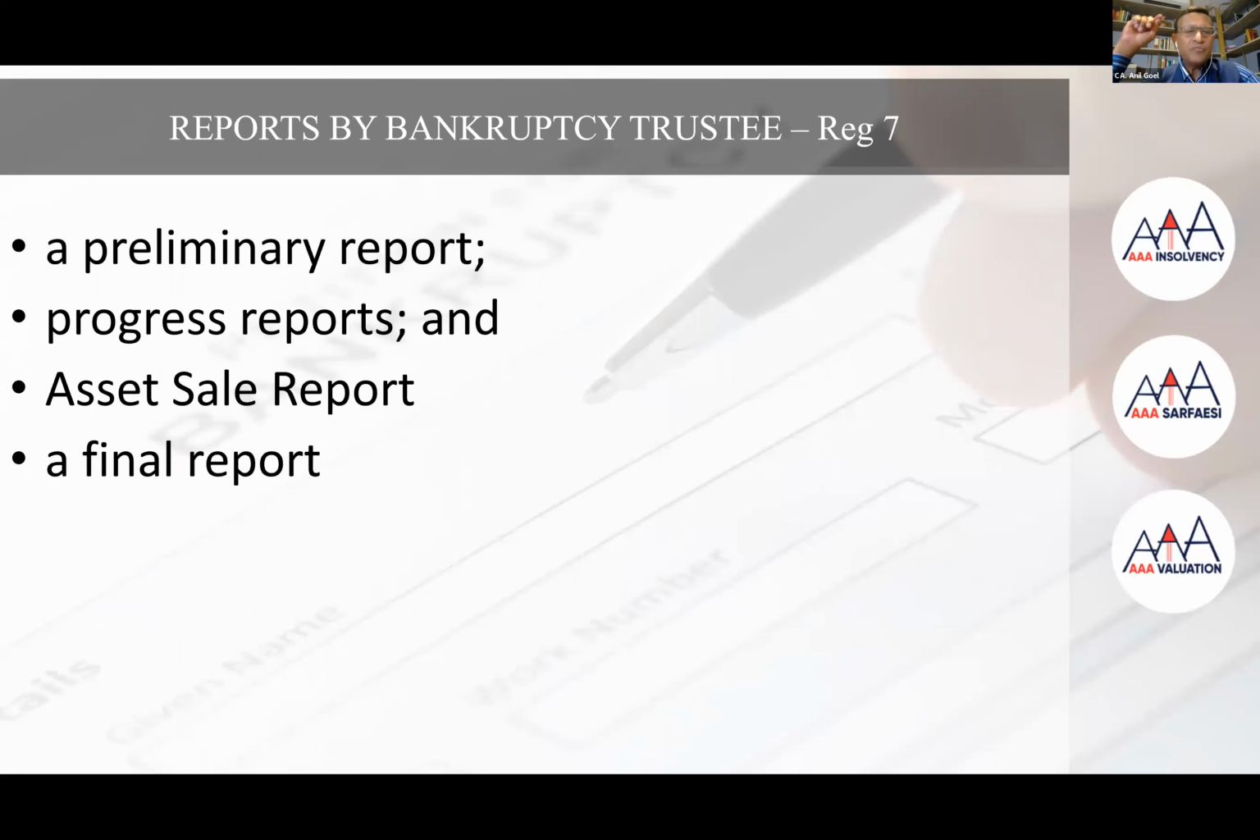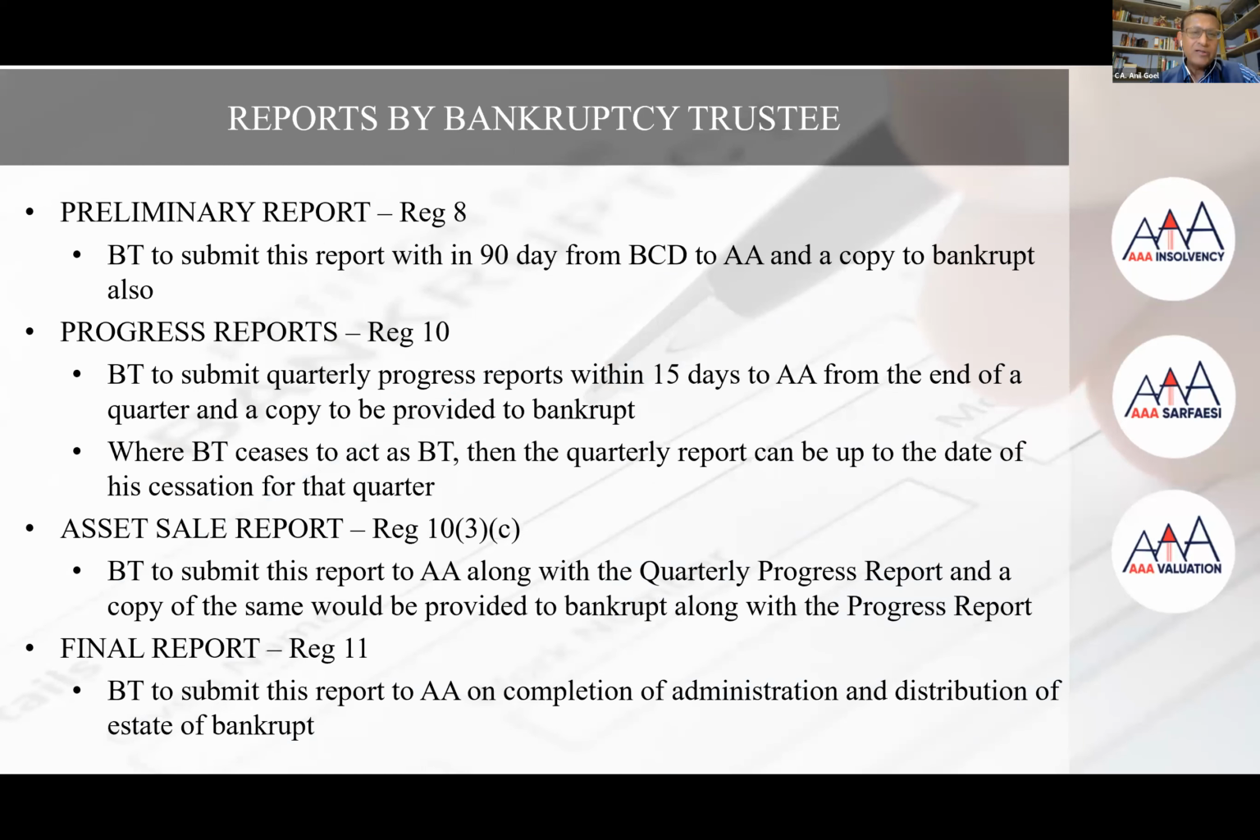So these are the kinds of reports which are supposed to be made by the bankruptcy trustee. One is a preliminary report, then a progress report, an asset sale report, and a final report. These four reports are required to be submitted by the BT to the adjudicating authority. Regulation 7 provides for this. And finally, what are the contents of these reports? Like the preliminary report is to be submitted within 90 days.